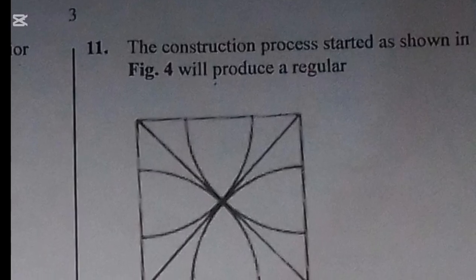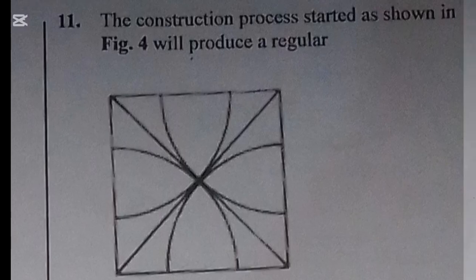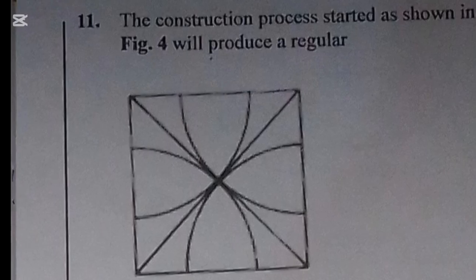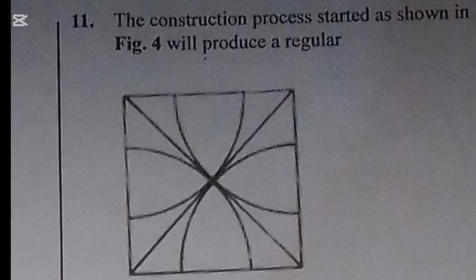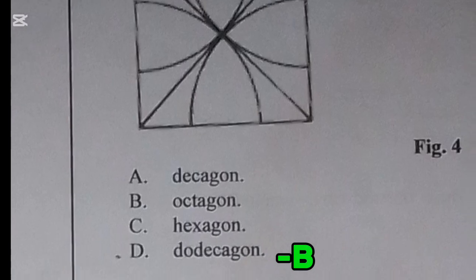Question 11 quickly. The construction process started as shown in figure 4. We produce a regular what now? Let me show us the complete construction of this. Okay, you can see there now the complete construction. So if you count the number of sides as we have it, 2, 3, 4, 5, 6, 7, and 8. So that will be an octagon. That will be option B, the correct answer.